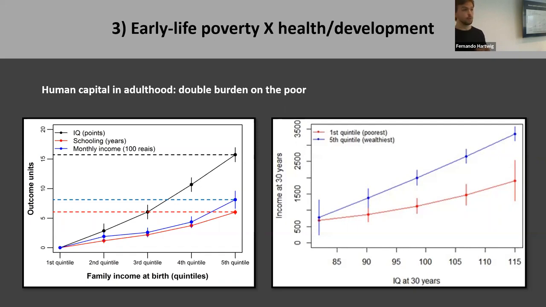We see that if you were born wealthy, then having higher IQ helps you a lot in terms of income, because the line is very much like this. However, if you were born poor, then having higher IQ doesn't help you that much, right? Because the red line is much closer to horizontal compared to the blue line. So not only does lower socioeconomic position at birth reduce your human capital stocks, it also makes them matter less. So it's a sort of double burden on the poor from this perspective.